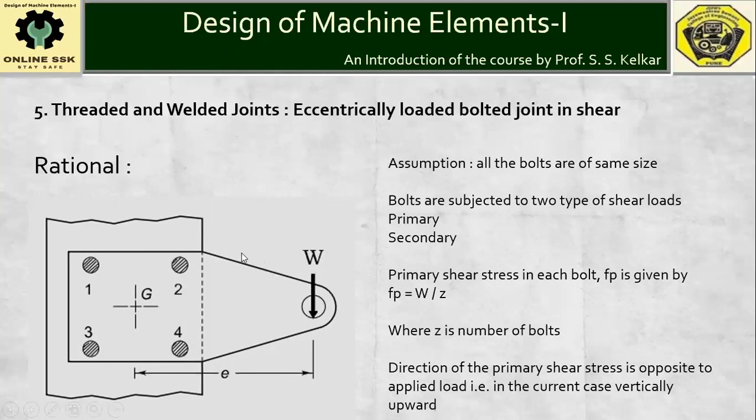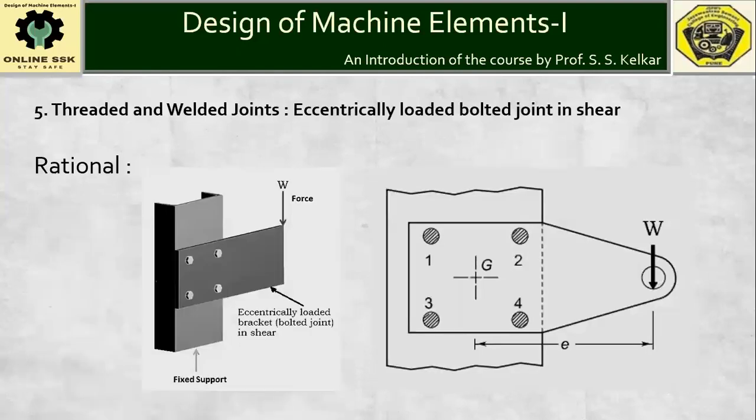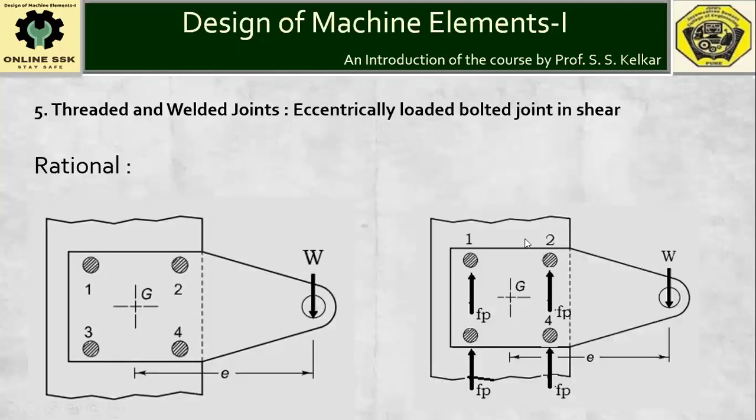In this particular case, W, the externally applied load, is in downward sense, therefore the primary shear force will be in upward sense. Suppose W is in the upward sense, then in that case, the primary force will act in a downward sense. So the primary force will have direction opposite to the direction of the applied load. Here that has been shown. Primary shear force is in upward sense because the externally applied load W is in downward sense.